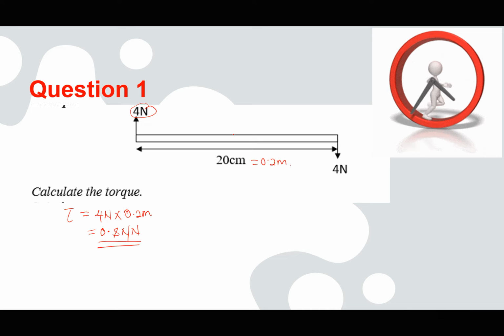Alternatively, you could divide this into 2 and you find the moment due to the first force plus the moment due to the other force. Because they are both causing a clockwise moment, it means they will cause a rotational effect which is going to be clockwise. So the torque here is 0.8 Newton meters, and this is clockwise. So that is the torque of that couple.